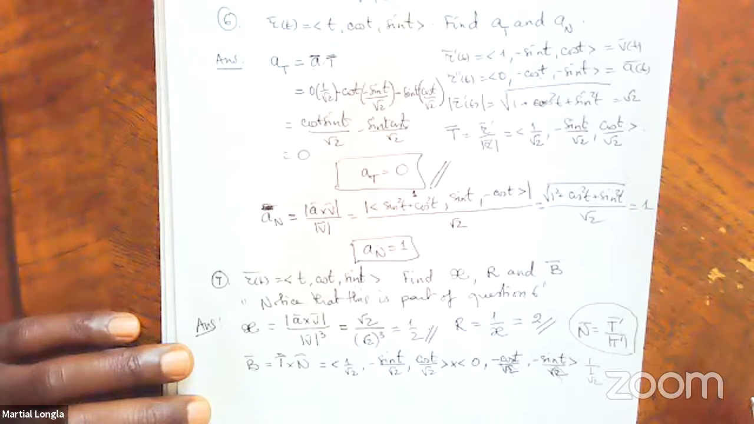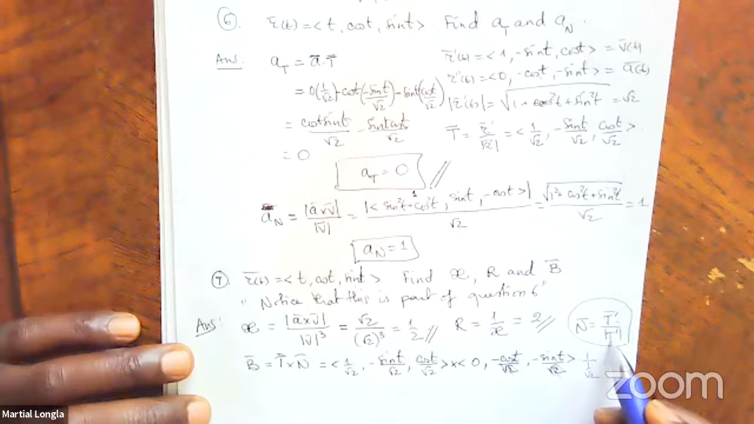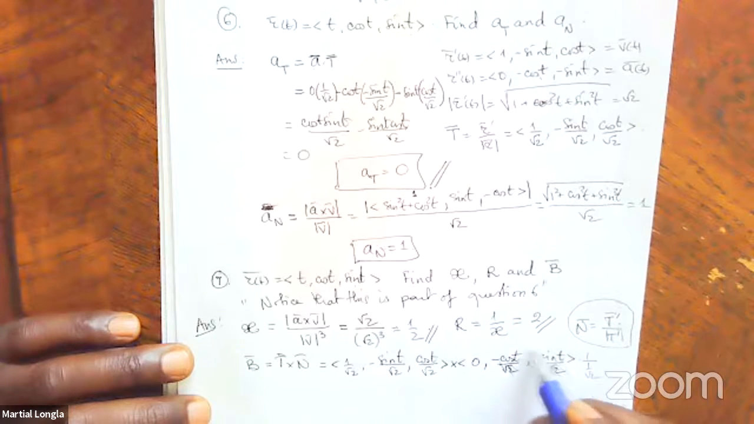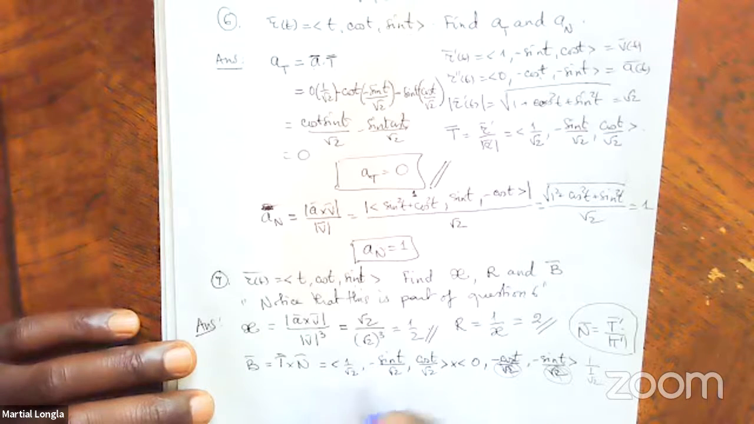Does that make sense? Am I making sense here? Yes. Because that's T prime over magnitude of T prime. And the magnitude of this T prime is 1 over root 2. So when you divide that by 1 over root 2, this just cancels. And then you need to do the cross product.